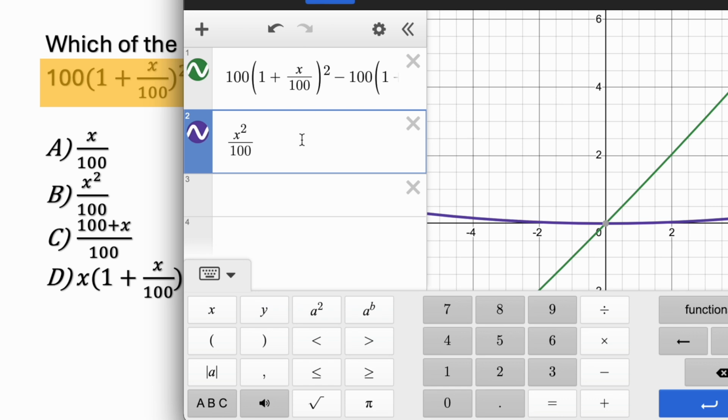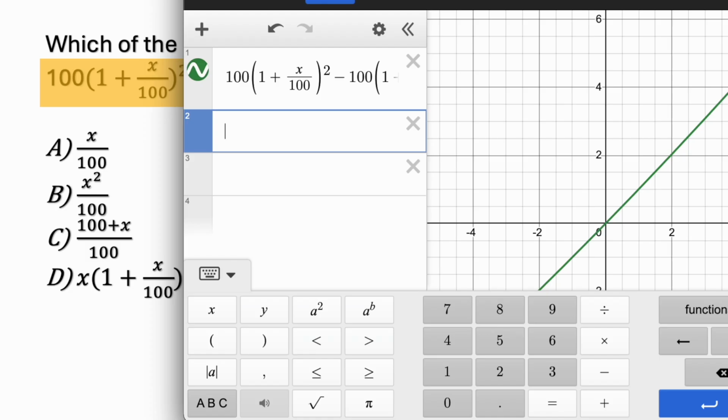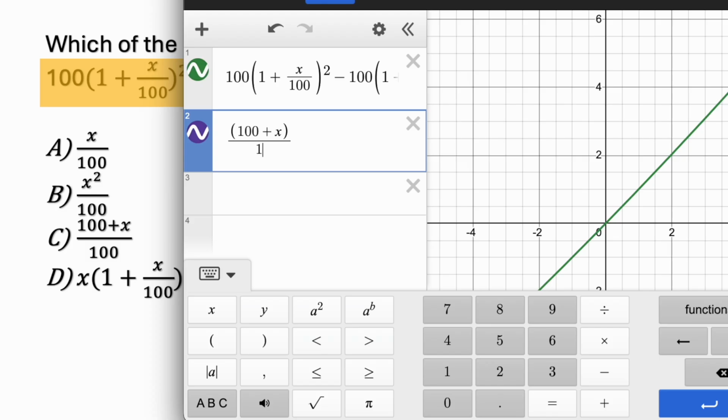So I'm going to just take that off and put the third graph right here so we don't end up having too many graphs. The third one is 100 plus x. I'm going to put that in parentheses because that is one term, and then divided by 100. Which is a straight line and which is again not the matching graph.